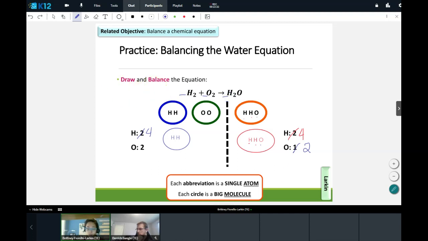Now, remember, this is important. Big circles or molecules equal big numbers, okay, big coefficients. So tell me in the chat, how many big circles of H2 do you see here? For example, this right here is just one big circle of H2. How many big circles of H2 do you see? Thank you, Tara. Thank you, Rosa. I see Sophia.